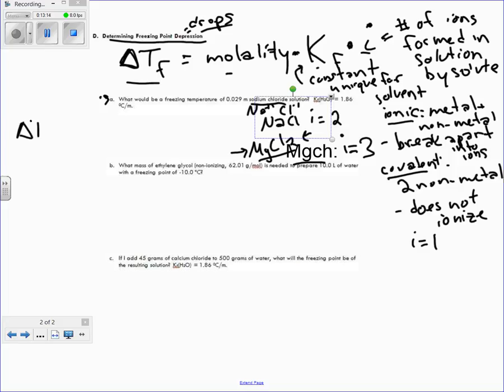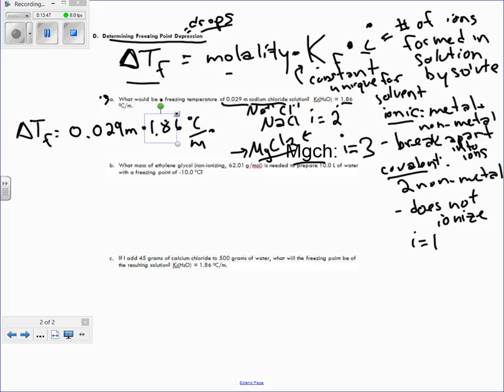So delta T sub F equals, let's look here. What would be the freezing temperature of a 0.029 molality sodium chloride solution? And if you look here, I give you K sub F equaling 1.86 degrees Celsius per molality. So I give you the molality, 0.029 m. I also give you K sub F, right? That's the next part of our equation, 1.86 degrees Celsius per molality.